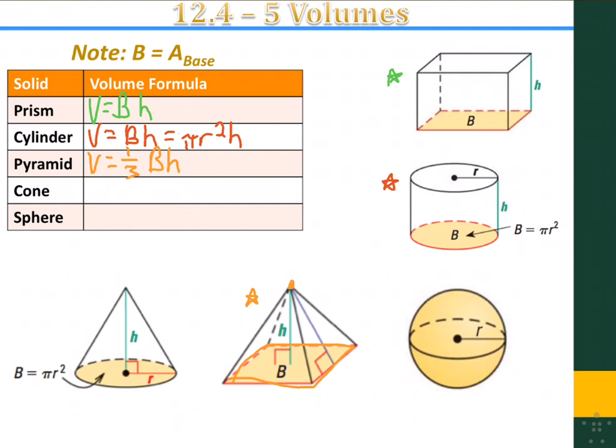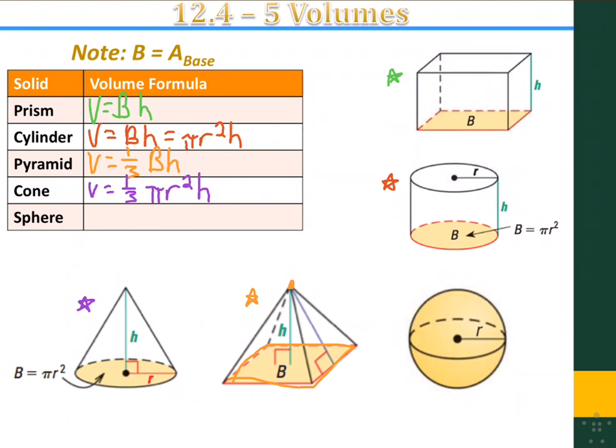The same logic applies to a cone, which is comparable to a cylinder, in the same regard that a pyramid is comparable to a prism. And the volume formula works the same way. 1/3 pi r squared h. It's going to be 1/3 of the volume of its cylinder counterpart.